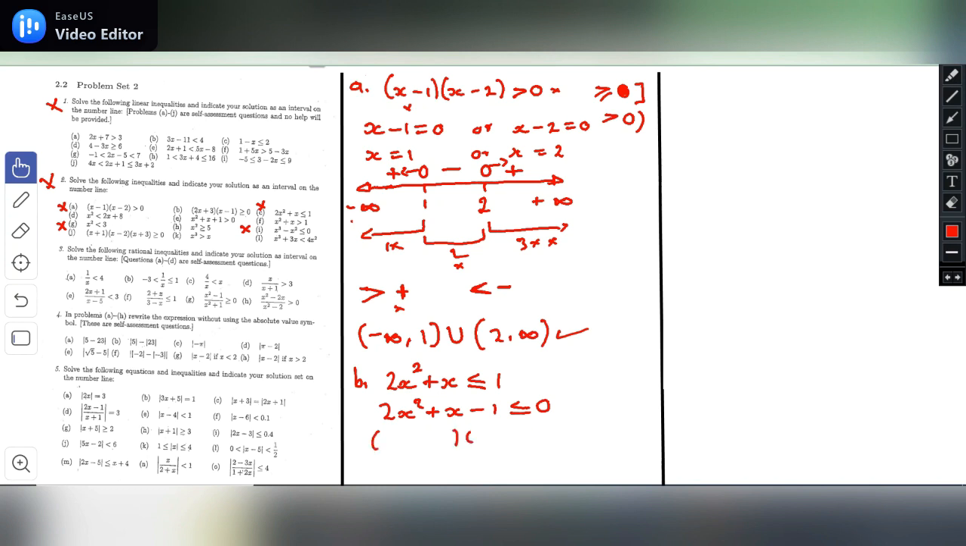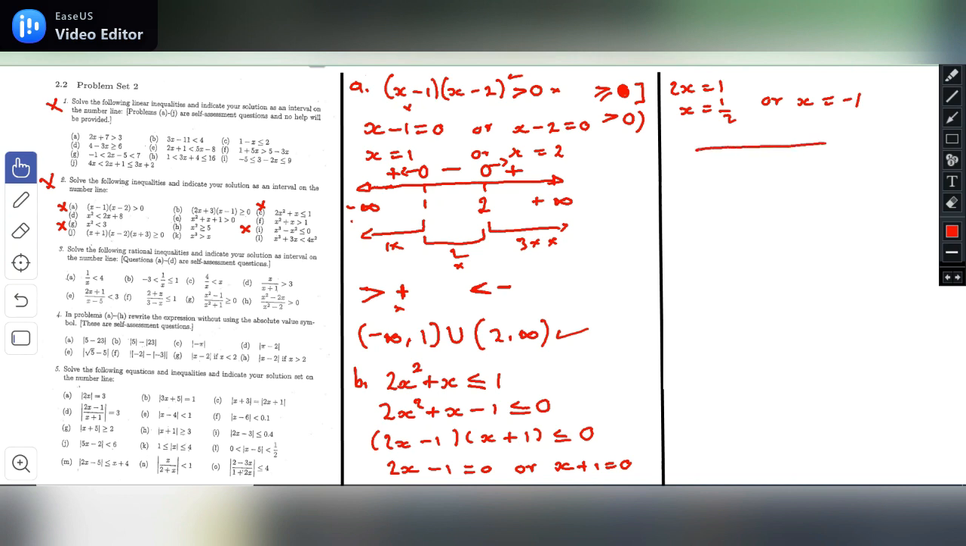You can use the quadratic formula if you're not sure about the values. Therefore, we're going to have 2x minus 1, x plus 1. This is what we are going to have. Therefore, we have 2x minus 1 is equals to 0, or x plus 1 is equals to 0. So 2x is equals to 1, whereby x is equals to 1 over 2, or x is equals to negative 1.